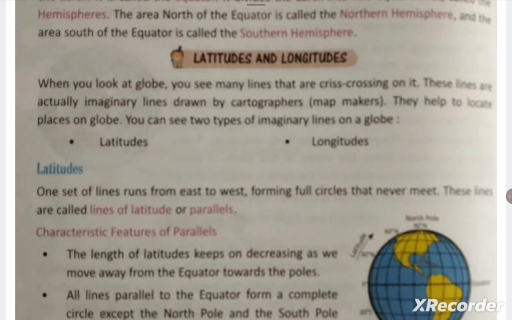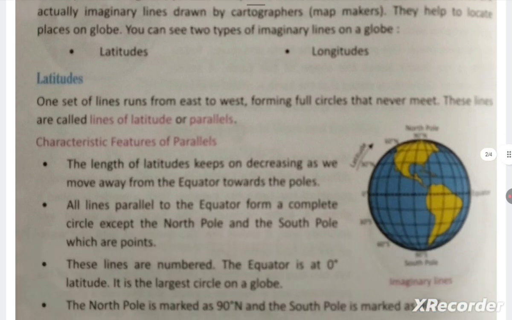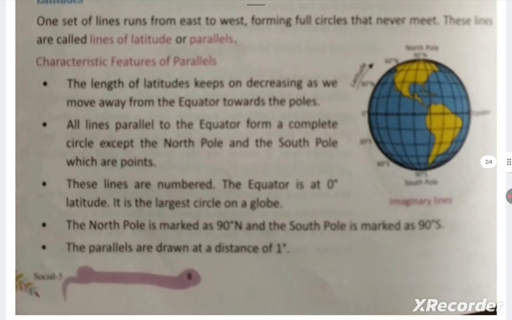Latitudes. One set of lines runs from east to west, forming full circles that never meet. These lines are called lines of latitude or parallels. Characteristic features of parallels or latitude. The length of latitudes keeps on decreasing as we move away from the equator towards the poles.